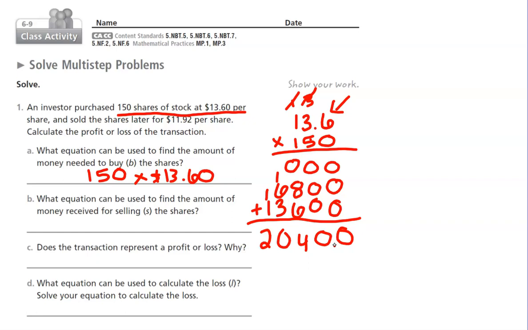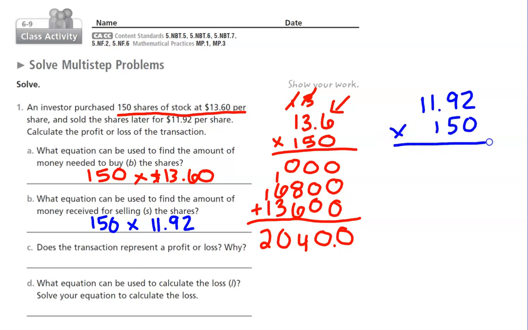Okay, B says, what equation can be used to find the amount of money received for selling the shares? So same as before, you still have 150 shares, but this time you're going to sell them at $11.92 each. This is one where, again, I'm going to go ahead and solve because you are eventually going to need this, and we're just going to make our life a little easier later on. Ignore the decimal point till the very end. This time I'm going to teach you or remind you of a trick.